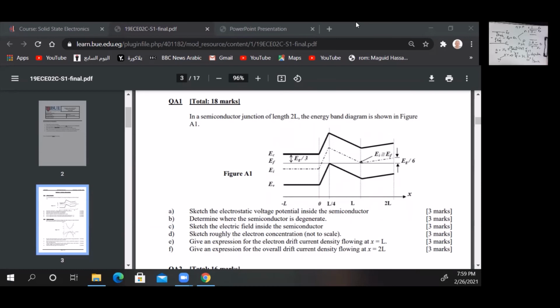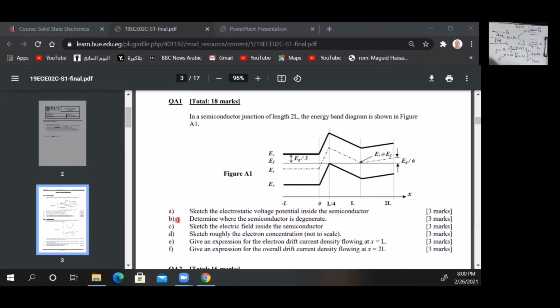If you scan by your eye now, you will find, for example, this point. If you remember, this is the Fermi level, and this solid black line is the valence band or the valence level. So at this point, the Fermi level and the valence level are overlapped. Then at this point, which is x equals L over 4, the material should be degenerate. So simply the answer for part B is x equal L over 4.